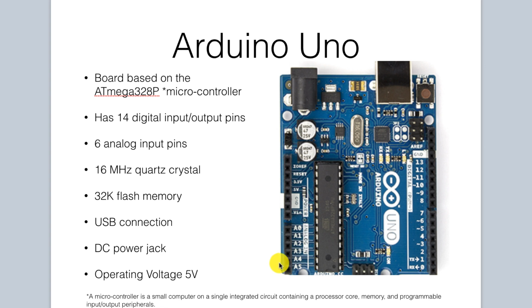There's also a USB connection at the top that we plug into our computer in order to upload code to the Arduino. And there's a DC power jack that can be used to provide additional power to the Arduino microcontroller. The operating voltage of the Arduino is 5 volts.